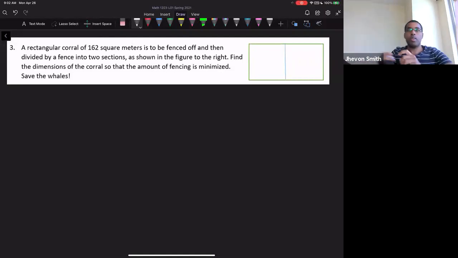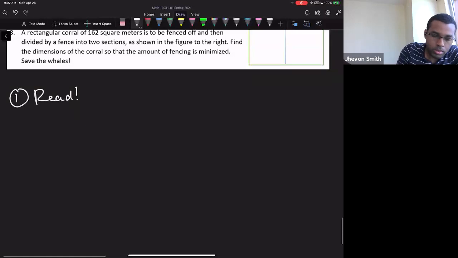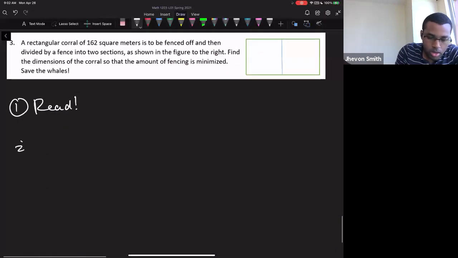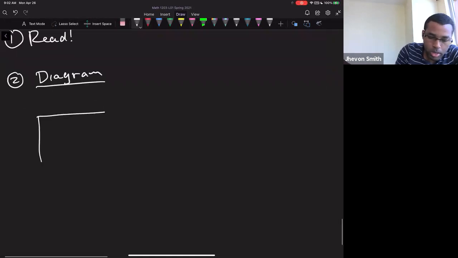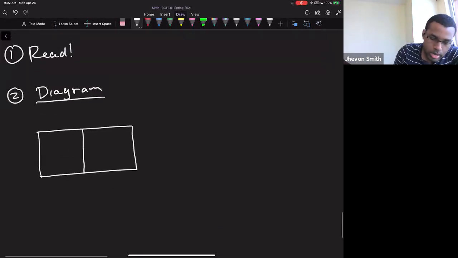All right. So what do we do? So we were kind of given the diagram to visualize. So 1, can read. 2, diagram. Now the diagram was given, but it wasn't labeled. So we'd want to label it. So here's our diagram. And here's how I'm going to label it. I'm going to label it this whole edge here.